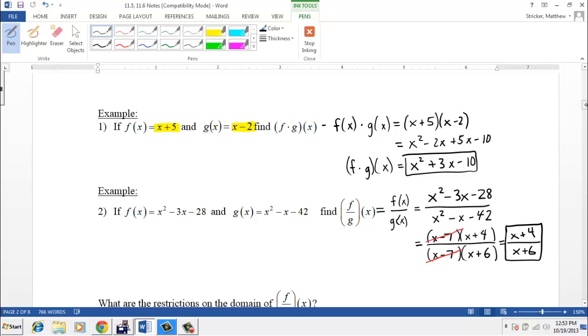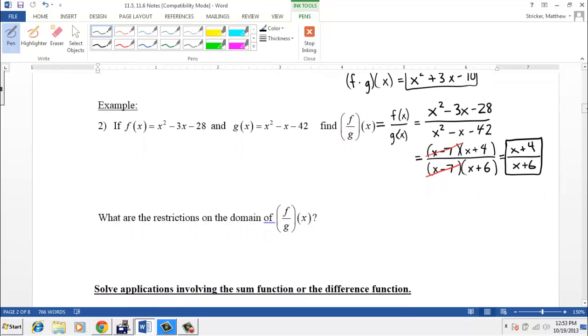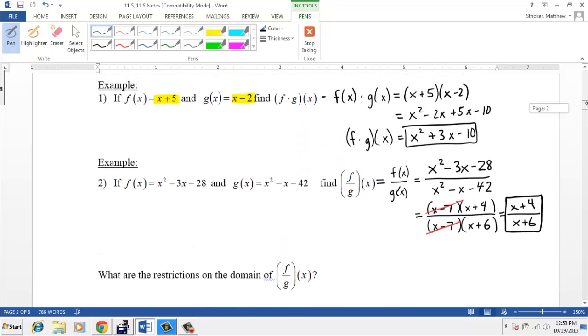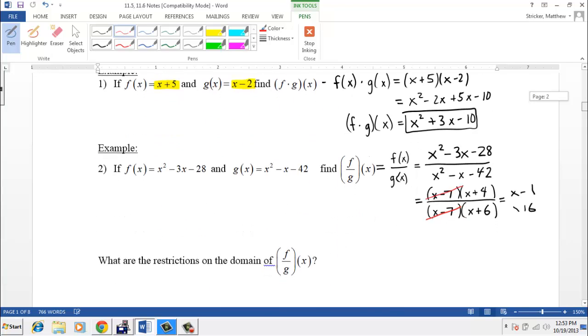Okay, now a question that might be interesting to think about as well is, what is the domain? Are there any restrictions on this function? And the restrictions are, remember, go back to the previous page, right here. The restriction is that the denominator can't be 0, because then we get an undefined function. So if I come back over here, my denominator is g. It's x squared minus x minus 42. That cannot equal 0. It's my restriction.